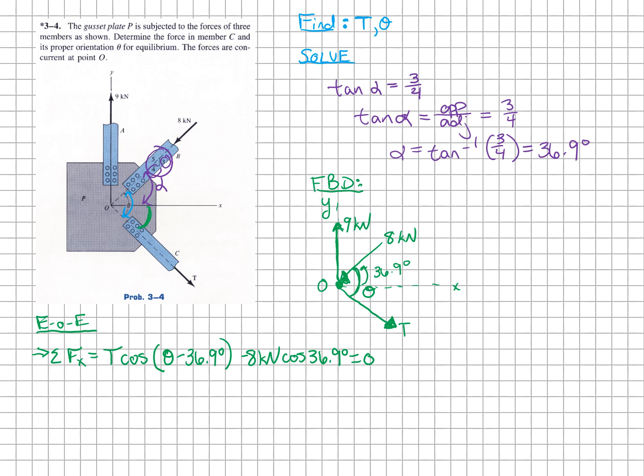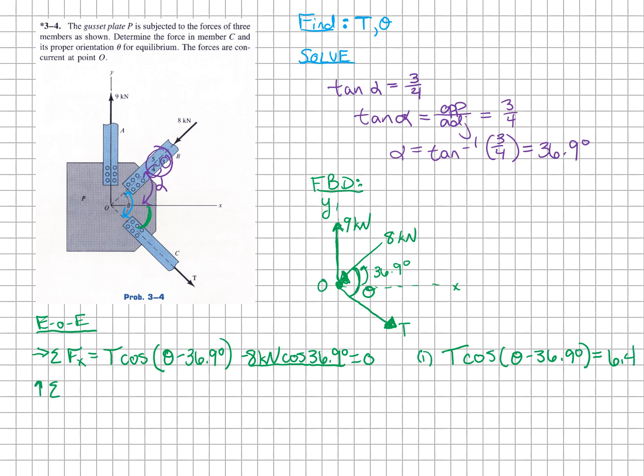And I'm just going to solve that out just a little bit. We have 8, this is all values, so we can multiply that out, and we end up with T cosine of theta minus 36.9 degrees is equal to 6.4. We're just going to call that equation 1.